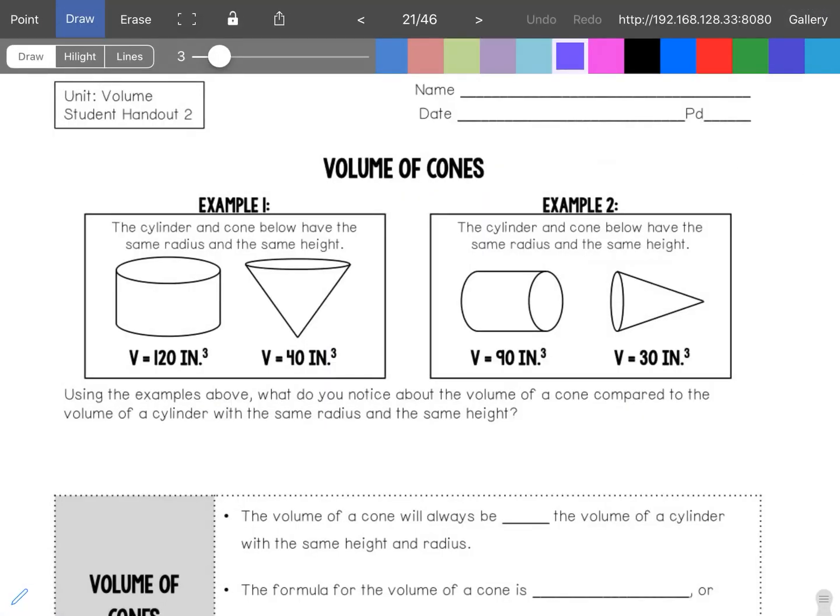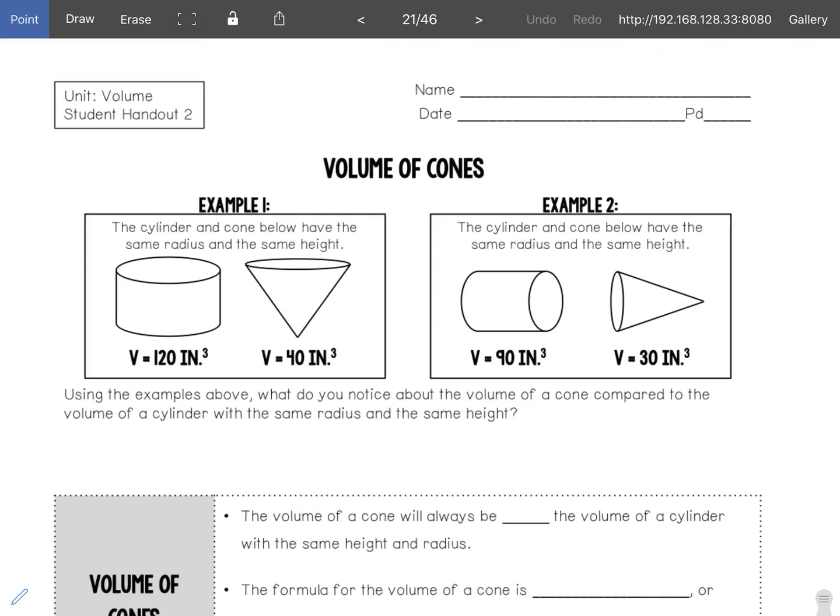This video is on volume of cones. Looking at the examples above, what do you notice about the volume of a cone compared to the volume of a cylinder with the same radius and the same height?